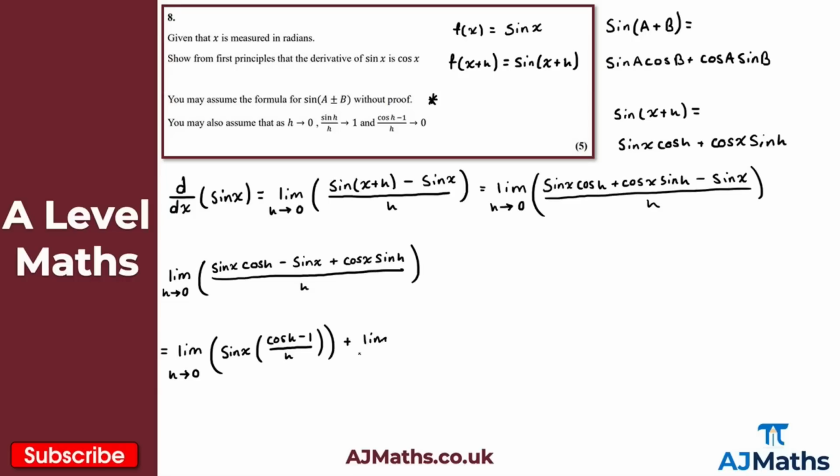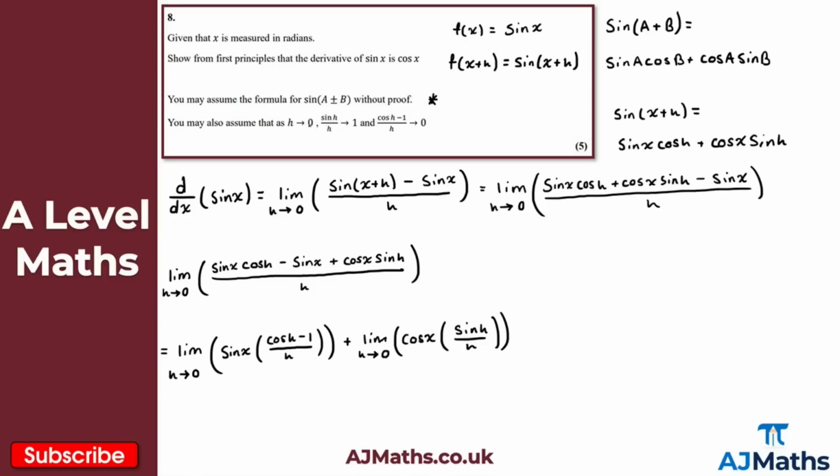Oops, that's the limit as h tends to 0 again. But this time now, like we said, we're going to factor the cos x out here. We get cos x, then we get sine h over h. Okay. And then really all that's left to do here now is just consider the behavior.